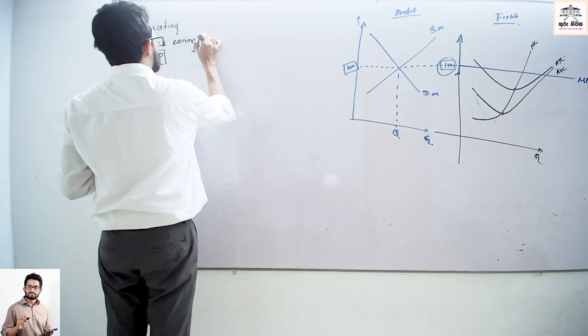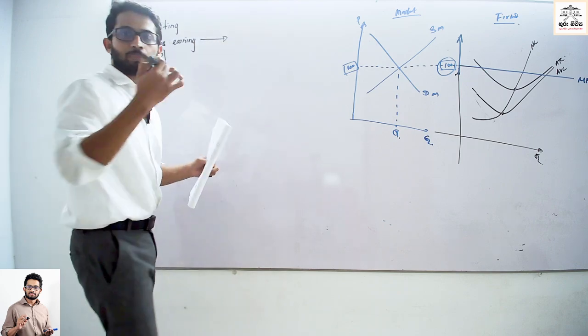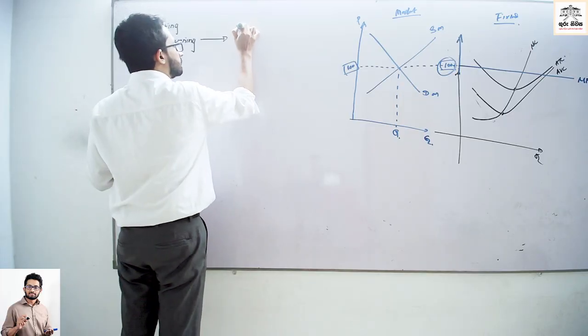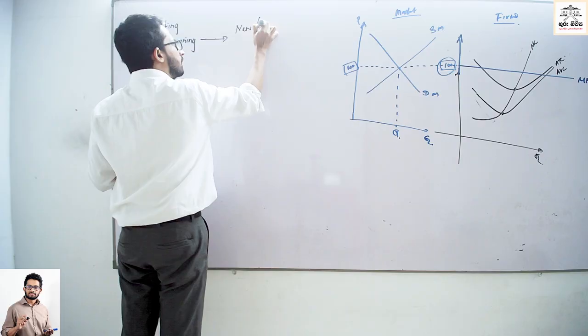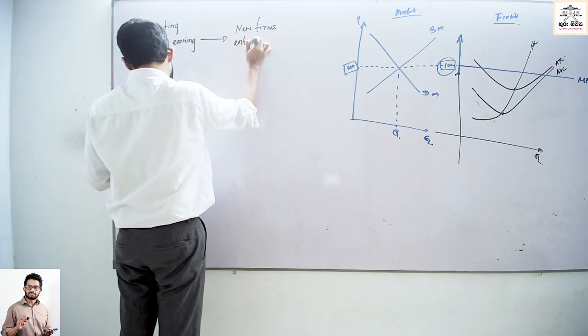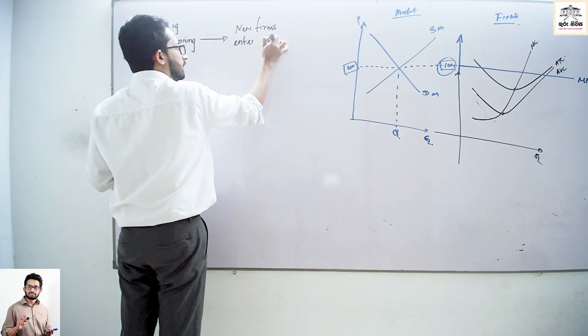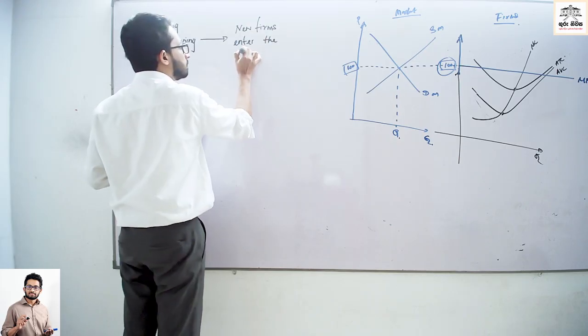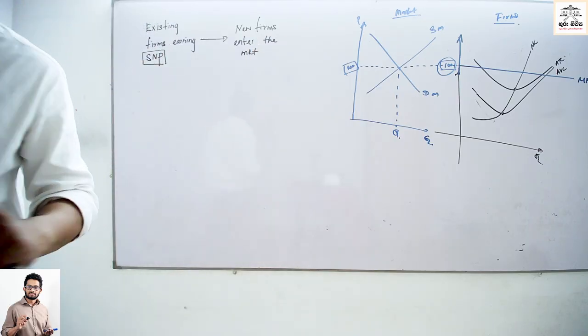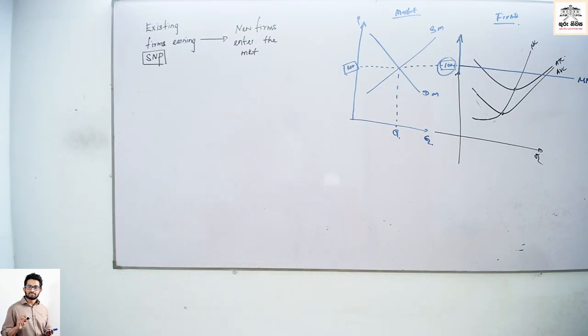Existing firms earning supernormal profit is a type of motivation. Then new firms enter the market. Are you okay with this? Now there are more firms in the market.